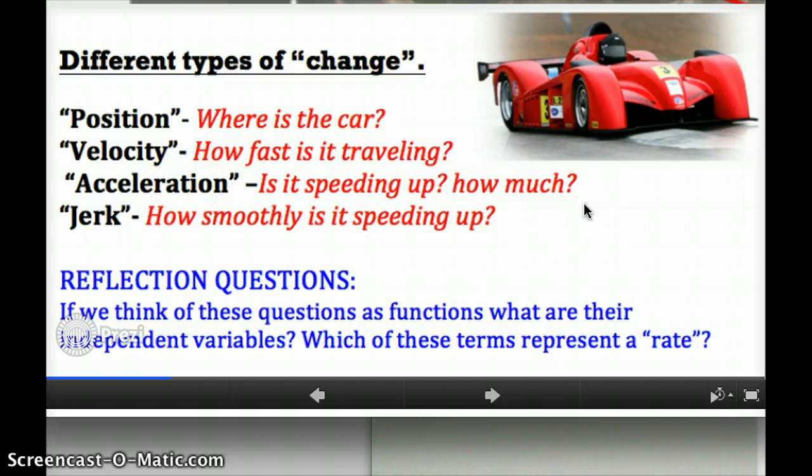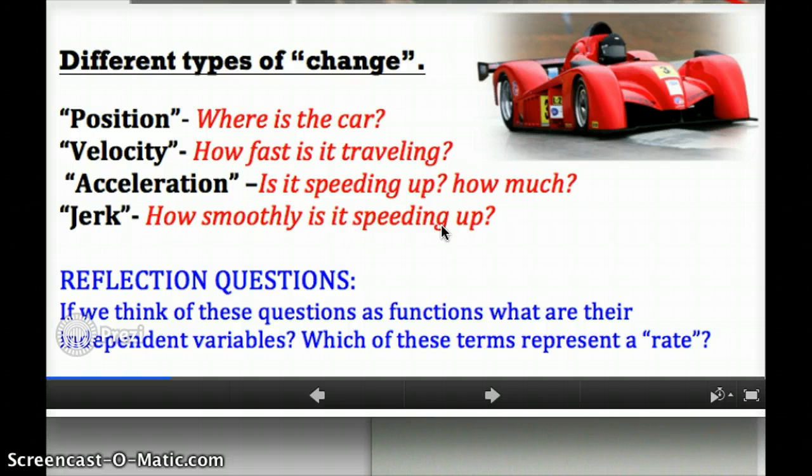We'll pause here just to see if this is making sense. If you think of these questions as functions, what's the independent variable? These are all the outputs. What independent variable would we use? Right, exactly. We would use time. So in all of these cases, you're measuring acceleration as a function of time, velocity as a function of time.